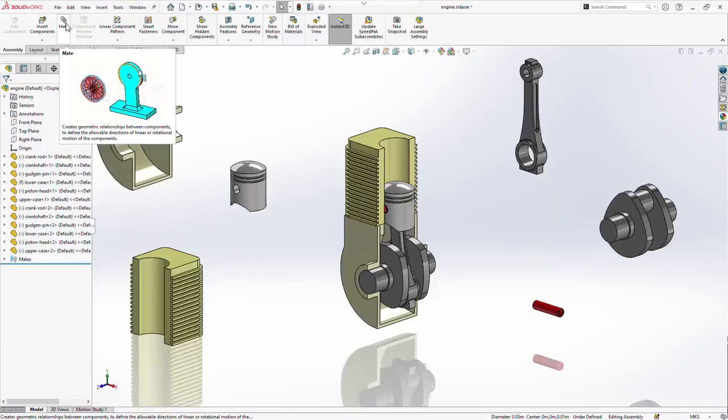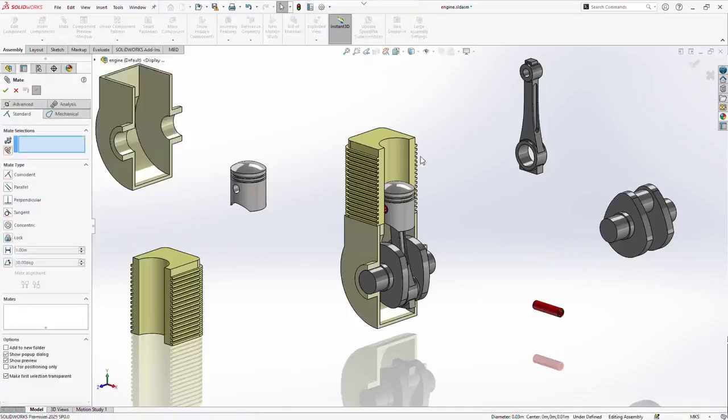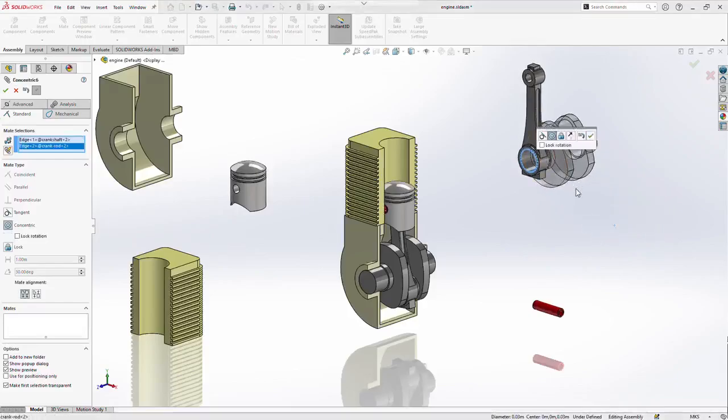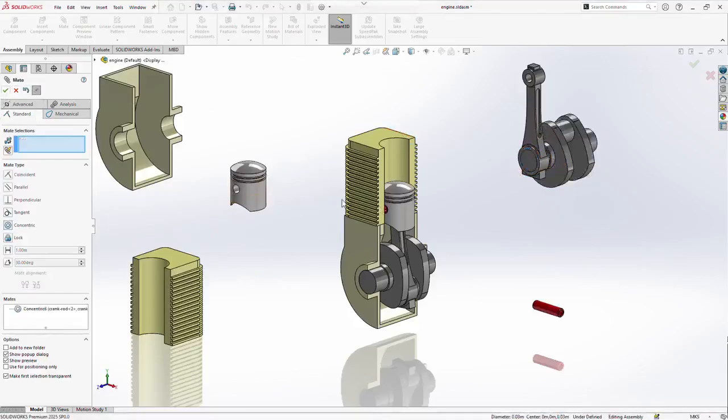Now, as you can see, I will just show you how this mate option works. I will select it, and then I'm going to show it by selecting this and this end. So as you can see, the crankshaft is aligned with the crank rod. In this way, you can do the complete assembly.